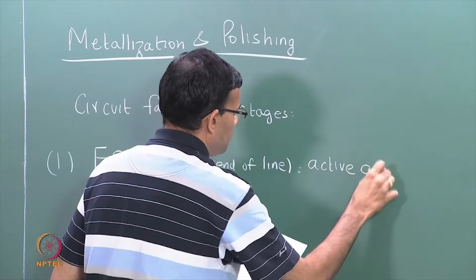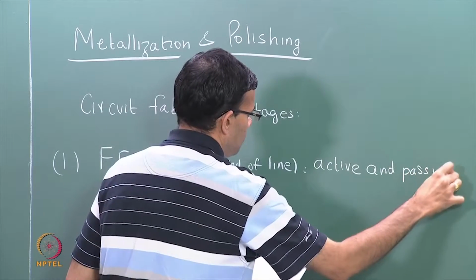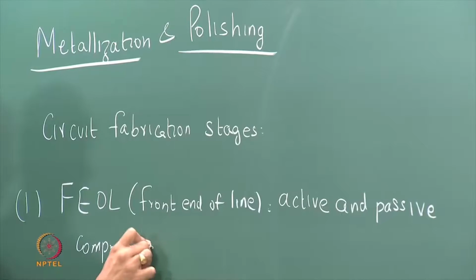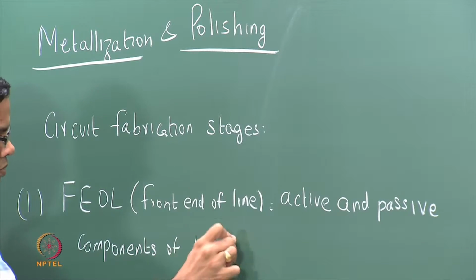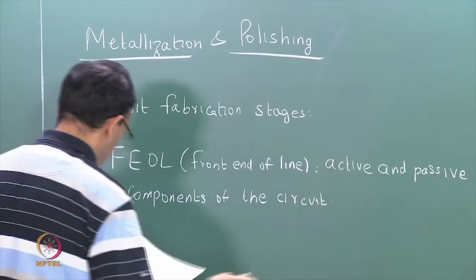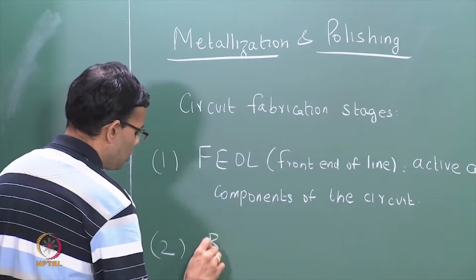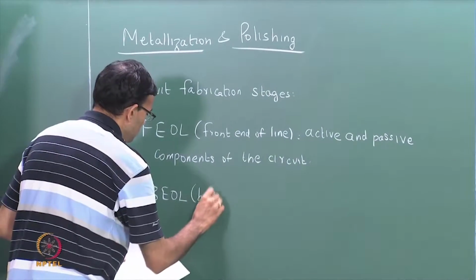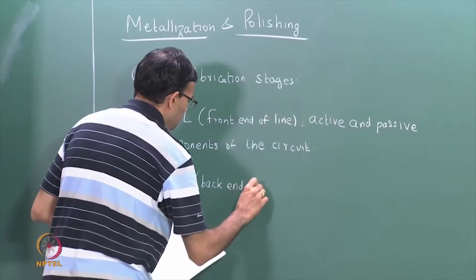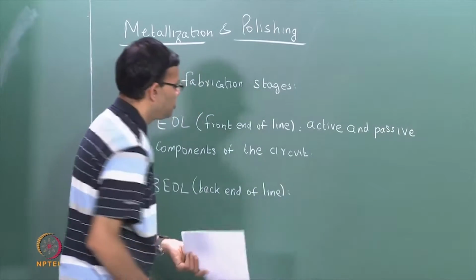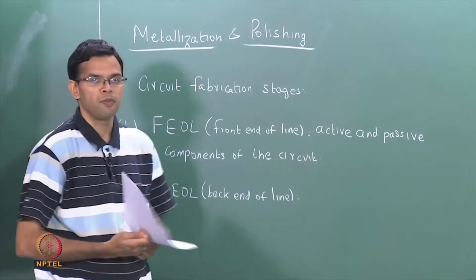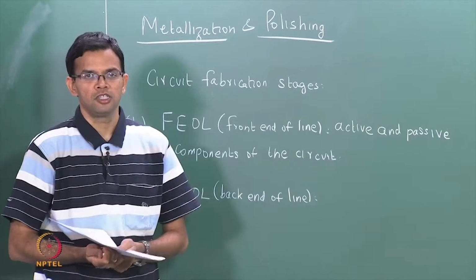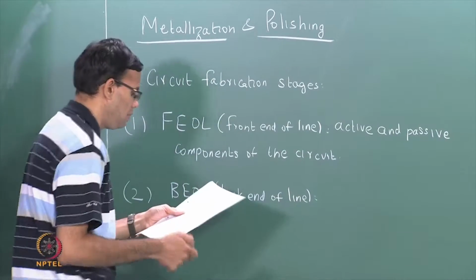So, active and passive components of the circuit. The next one is called the back end of the line, or BEOL. While in the front end of the line all the device components are manufactured, these components have to be connected to each other and also to the outside circuit. So this interconnection is done in the back end.